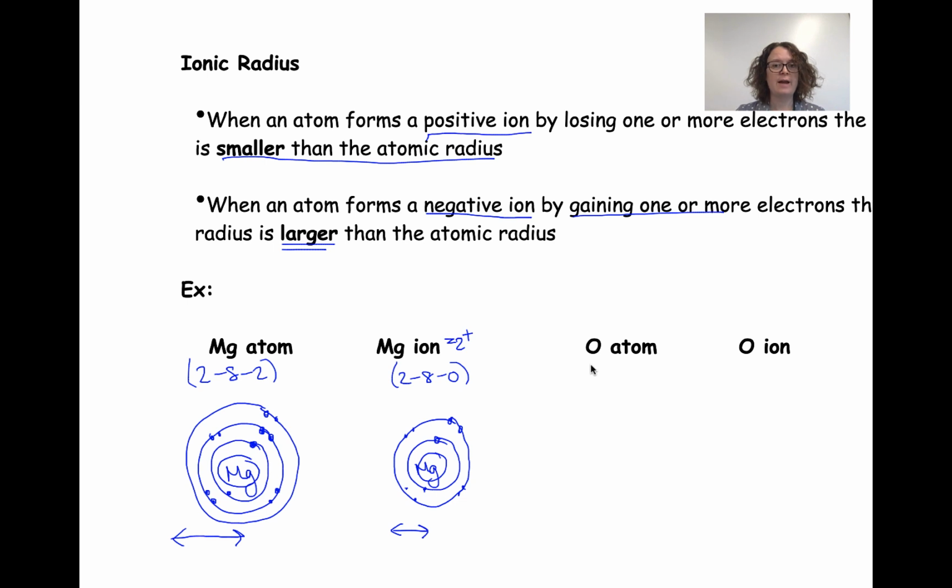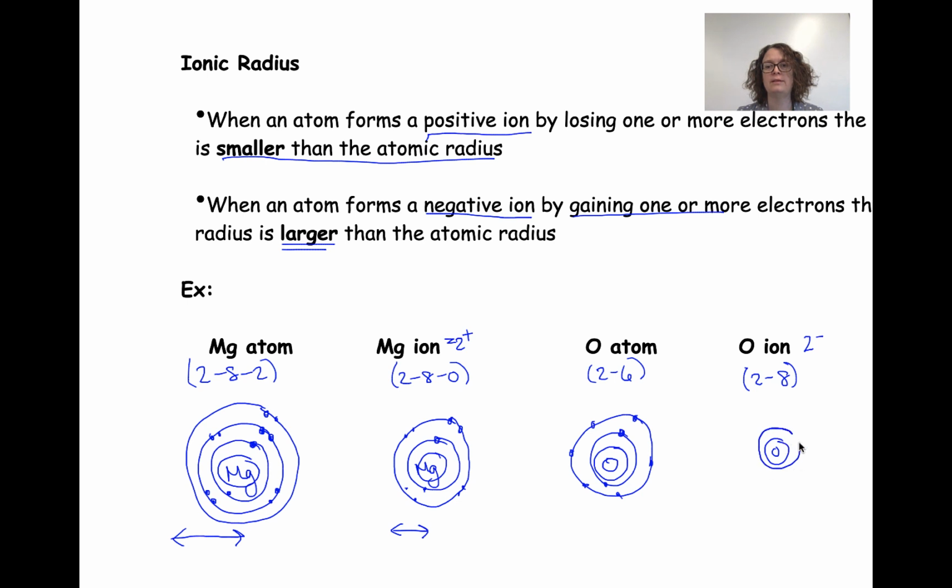For the oxygen atom, our electron configuration is 2-6. So we have 2 electrons in shell number 1 and 6 electrons in shell number 2. When we form an ion, we get a 2- ion, which means we're adding 2 electrons to our valence shell. So we're going to have a new electron configuration of 2-8.